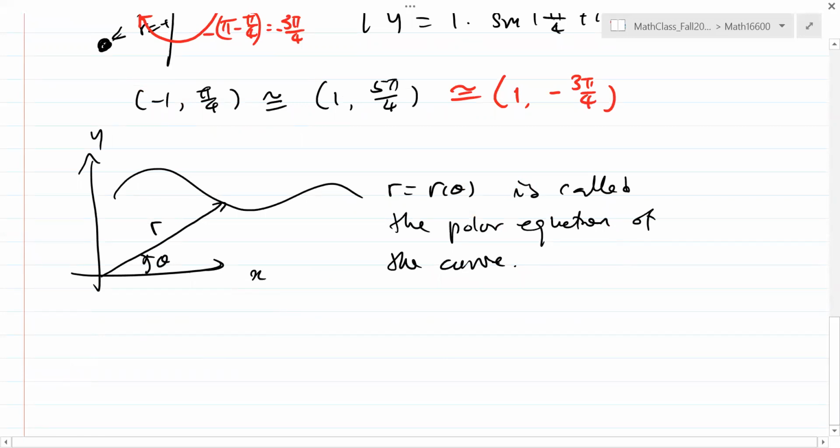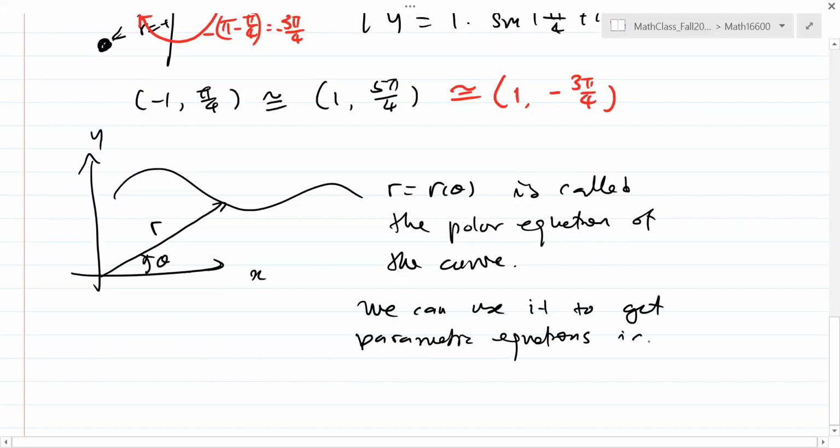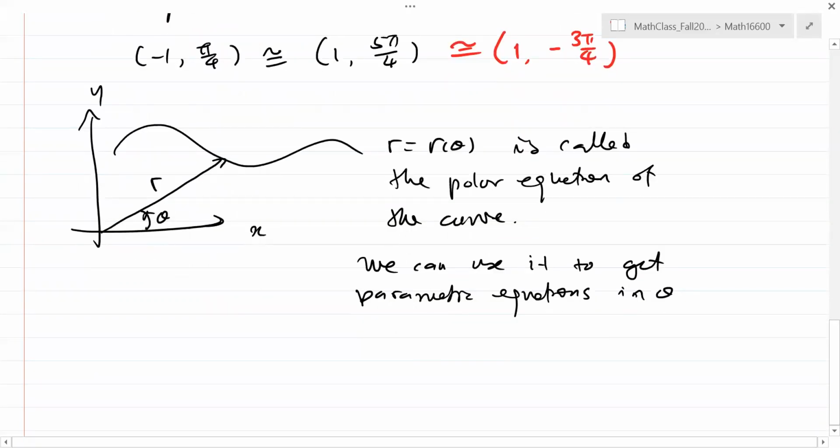Yeah, polar equation of the curve. Now, once you're given the polar equation of the curve, just one equation, right? You can get parametric equations for the curve. We can use it to get parametric equations in theta, okay? Equation in theta, the variable theta. How do you do that?